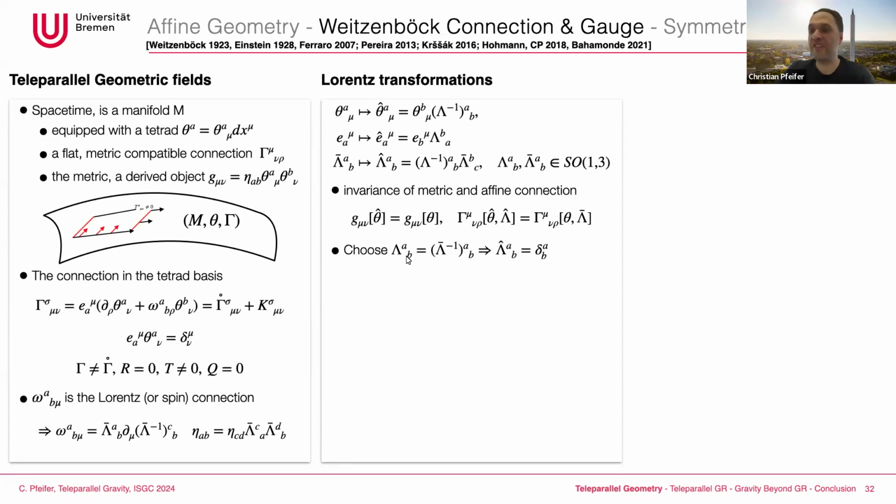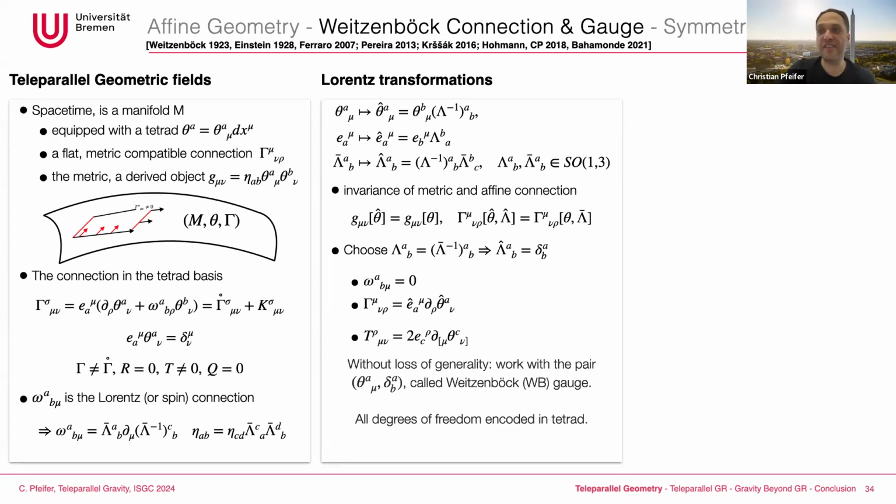And now we can choose a very specific transformation, namely by choosing this transformation matrix here, the Lorentz transformation, as the inverse of the original Lorentz matrix which generated our original spin connection. And then what we get, when we calculate the transformation behavior, is that the spin connection coefficients become 0. The affine connection is just the derivative of the tetrad, and the torsion is also given just by the antisymmetric derivative of the tetrad, a first derivative. This is what's called the Weitzenböck gauge. This is a gauge fixing.